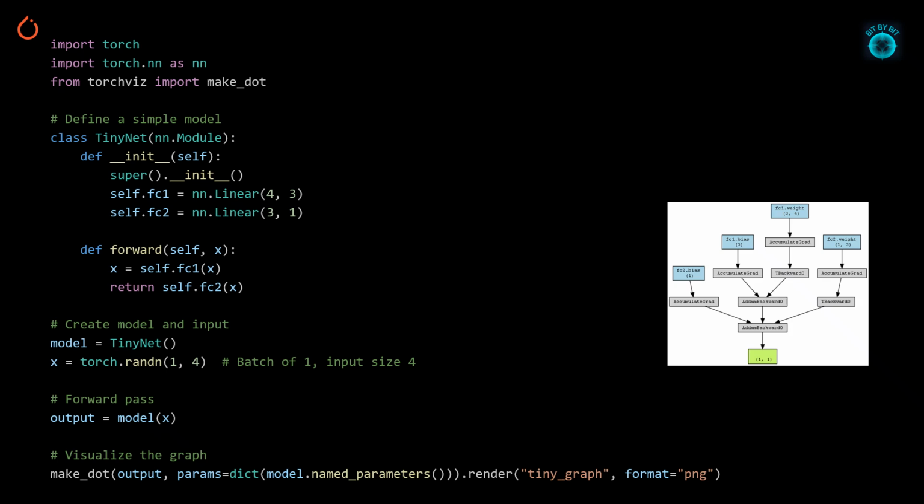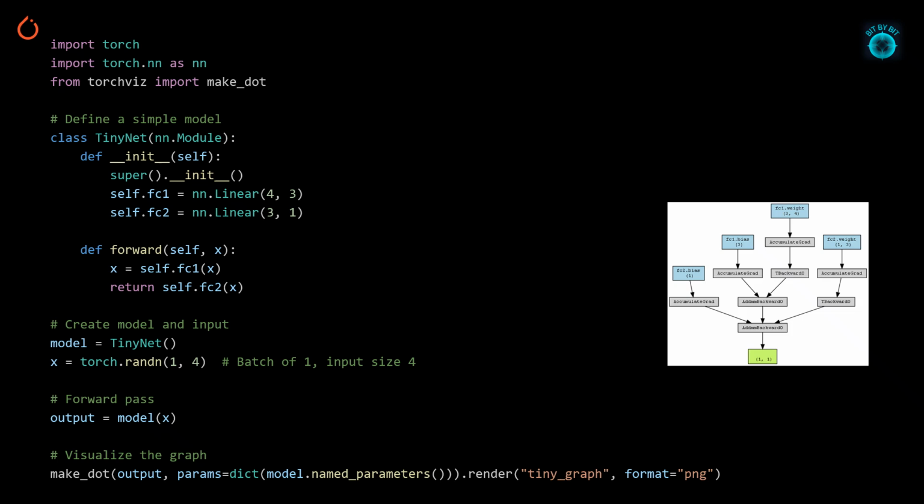At the very bottom, highlighted in green, is the final output tensor. Its shape is 1 by 1, matching the expected output of the model. So what does this graph show us? It shows the full chain of operations, from parameters to intermediate computations to the final output.